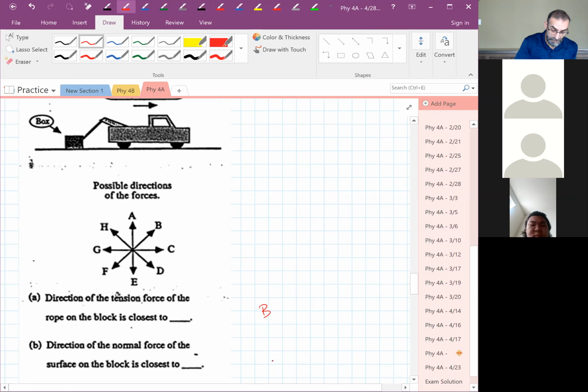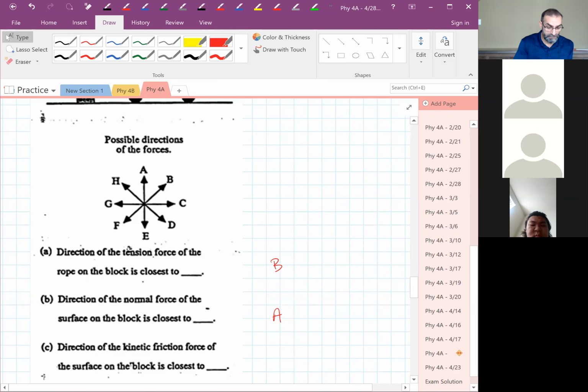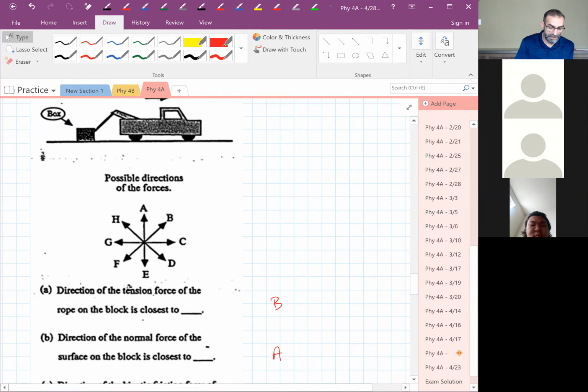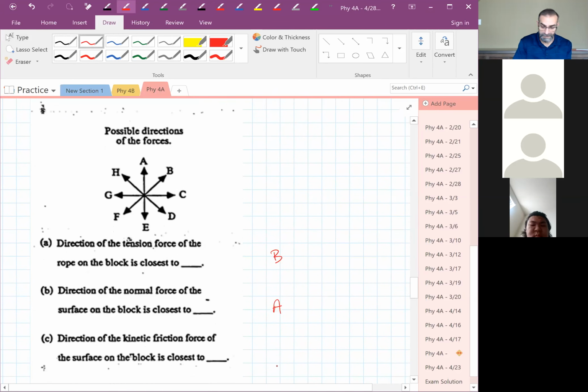A, very good. The surface pushes normal to the surface, right? Perpendicular to the surface. Kinetic friction force. So this box is sliding across the ground, so we call that kinetic friction. And if the box is sliding to the right, what direction is the kinetic friction force? The opposite direction.